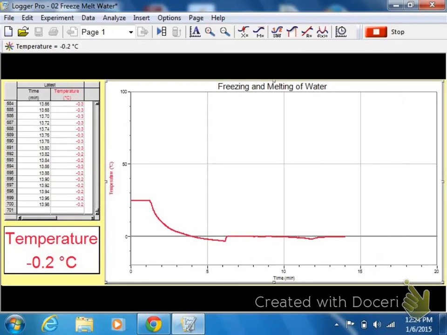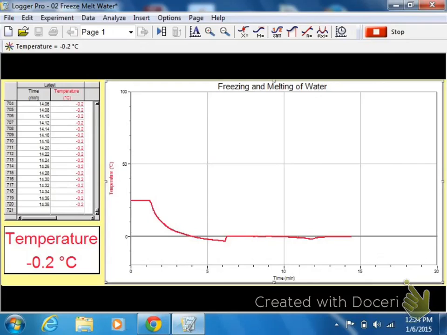Okay, 6, and we're almost done. 6. What's happening here? It's staying there. It's just kind of chilling. Warming up. 5 would be when it's a solid, and what's happening to the solid.